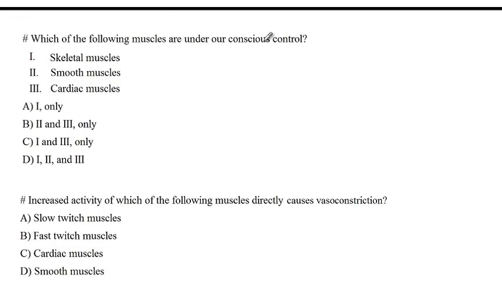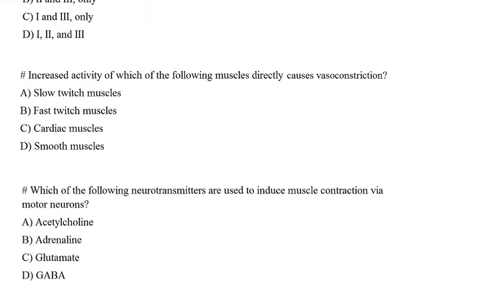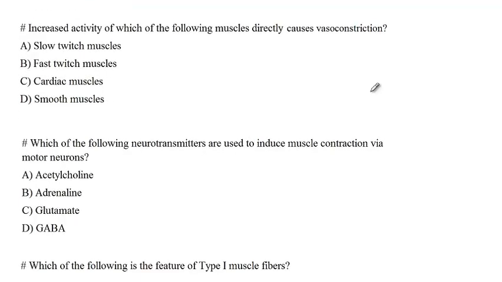Which of the following muscles are under our conscious control? The skeletal muscles. These two are not. So choice A would be the correct answer. Next is, increased activity of which of the following muscles directly causes vasoconstriction? So inside the blood vessels, what type of muscles do we have? The answer is smooth muscles. Smooth muscles are responsible for directly inducing vasoconstriction upon action of the sympathetic nervous system.